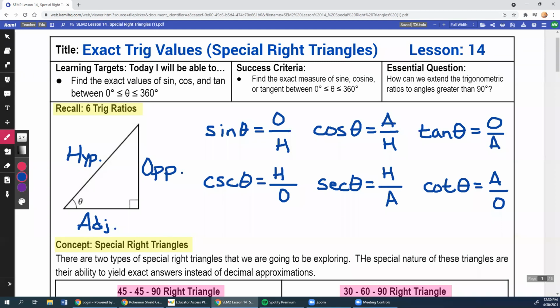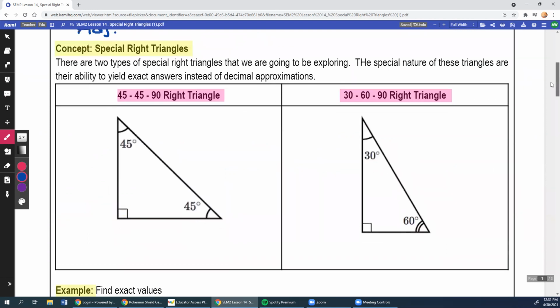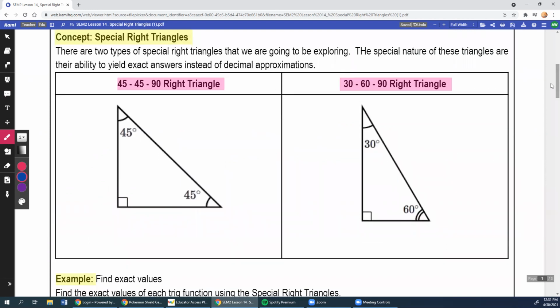So our first, actually our biggest concept that we're going to be doing is special right triangles and using them to find exact values. So we have what we call the 45, 45, 90 right triangle. And it's called that because, well, the 2 angles besides the right angle are both 45. And then we have a 30, 60, 90 right triangle, which by its name has a 30 degree, a 60 degree, and then the right angle. Let's talk about the 45 first.